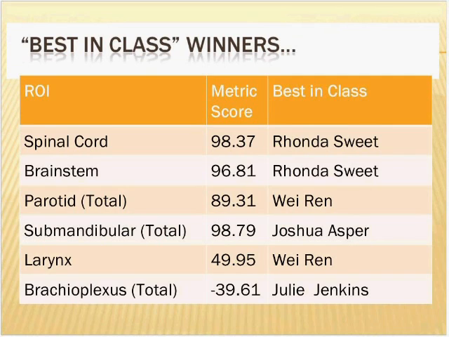So here we go. Here are the best-in-class winners. Spinal cord, Rhonda Sweet. Brainstem, Rhonda Sweet. Total parotid, Wei Ren. Submandibular, Joshua Asper. Notice that really any score about 90 or above is extremely close to the gold ROIs. You can see that what this amounts to is that probably there weren't many places where the contour was more than, say, 2 to 3 millimeters different. Wei Ren had the highest larynx score, and then Julie Jenkins, the brachial plexus.